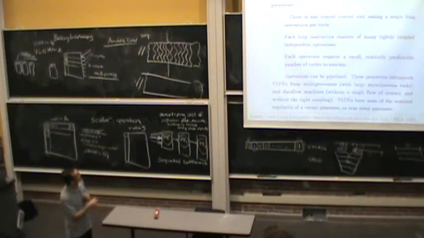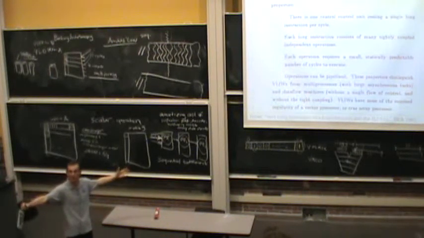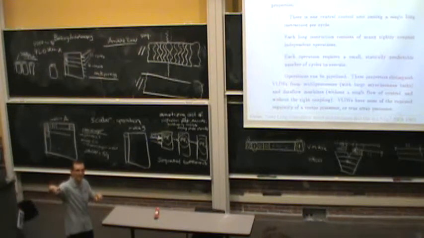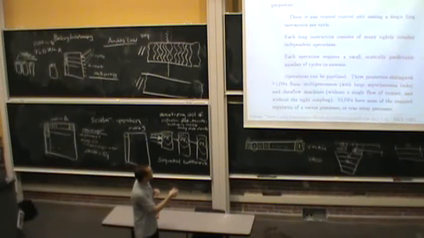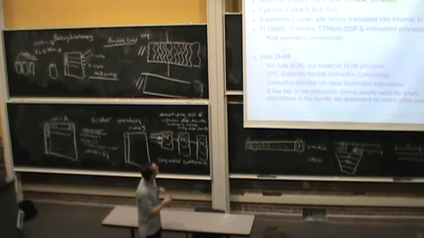And you can get this from this paper, basically. There's one central control unit featuring a single long instruction per cycle. Each long instruction consists of many tightly coupled independent operations. And each operation requires a small, statically predictable number of cycles to execute so that the compiler can schedule the code in the machine, both in the same cycle and across cycles. And you can read this. This is actually a nice thing to read.